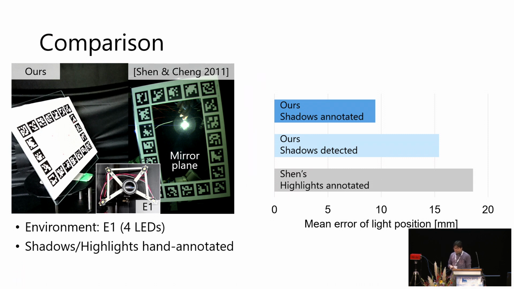We also performed a comparison with Shane's method, which uses highlights on a mirror plane. We use environment 1, and for a fair comparison, we hand annotated all shadows and highlights. In this figure, each bar shows the mean error of the light position for our method and Shane's method. This result shows that our method is superior to Shane's method.